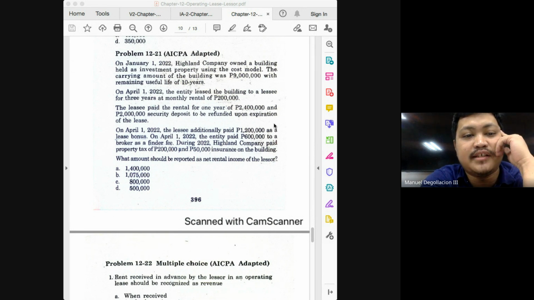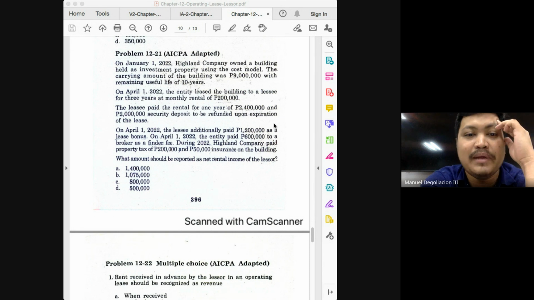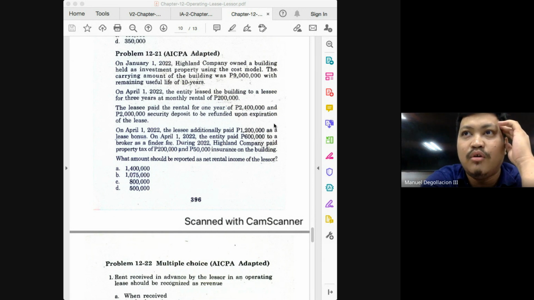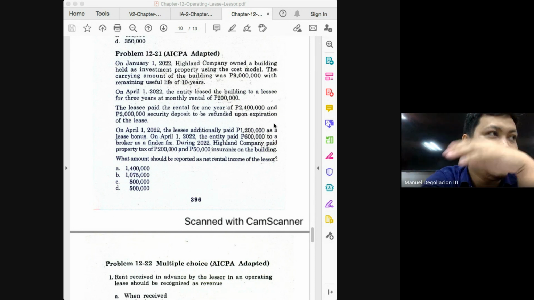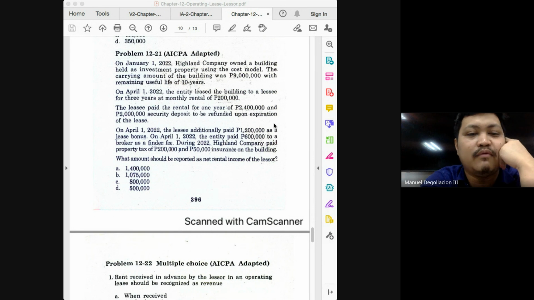Monthly rental is 200, and this is good for 3 years. So 200 times 36 will give you 7,200,000. And aside from the 7,200,000 rent, what else are we getting? We are getting the lease bonus of 1,200,000. So 7,200,000 plus 1,200,000 will give you 8,400,000. But deduct the initial direct cost of 600. 8,400,000 minus 600 will give you 7,800,000, and that would be your total rent from the contract.